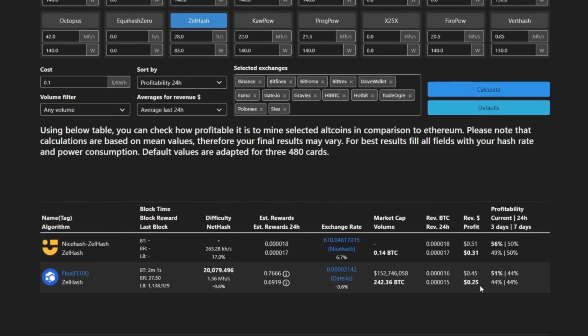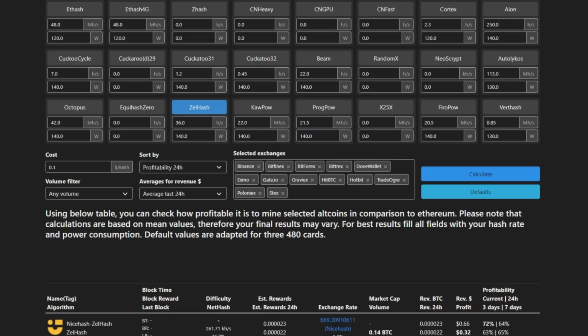So we're making more profit now after power because we dropped the hash rate down, but our power consumption is so much lower as well. All right, so now most people don't have 10 cents per kilowatt hour these days.